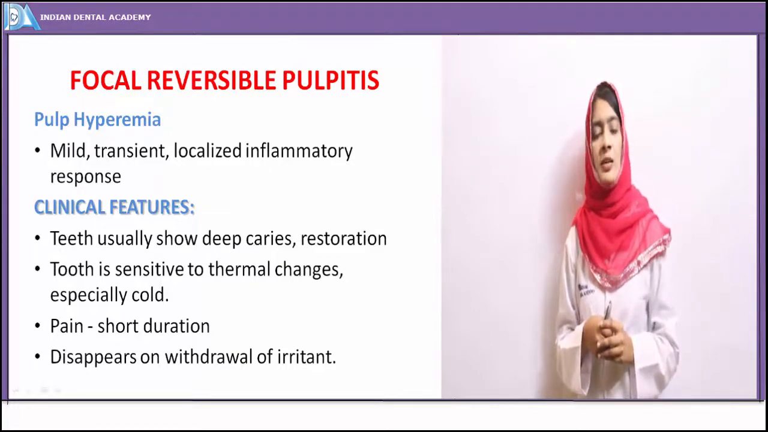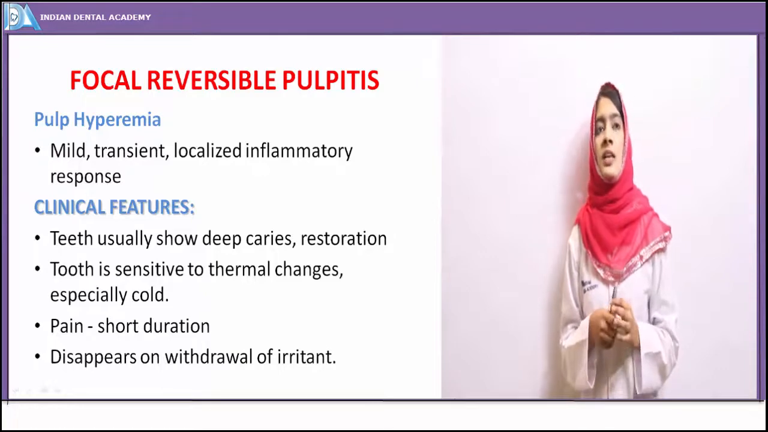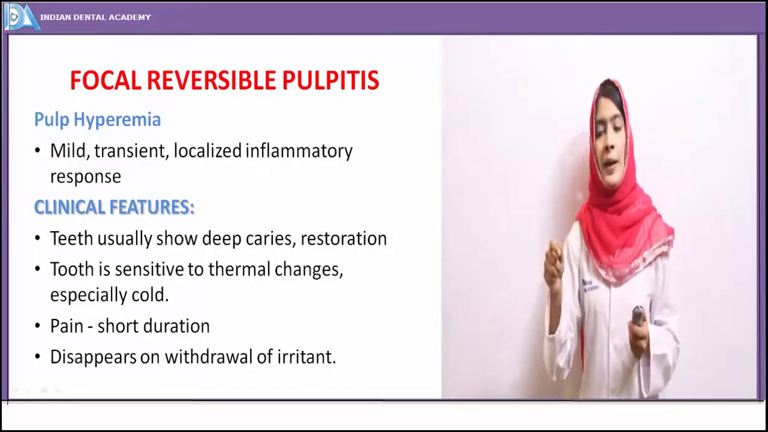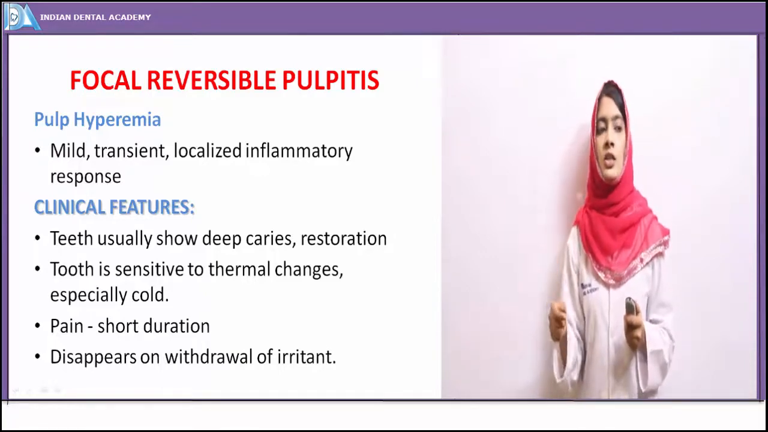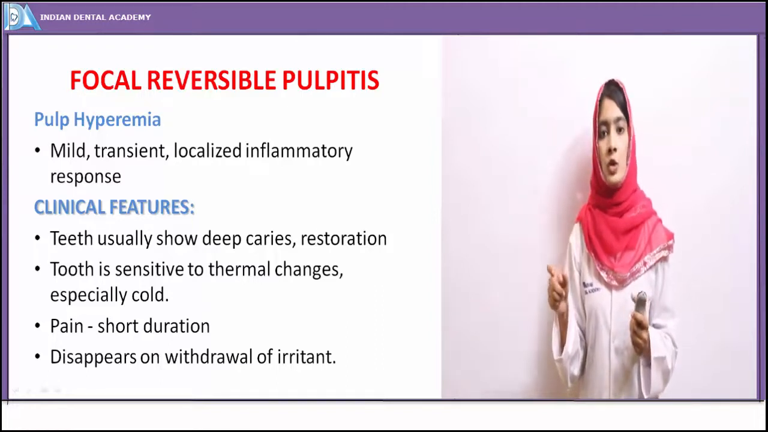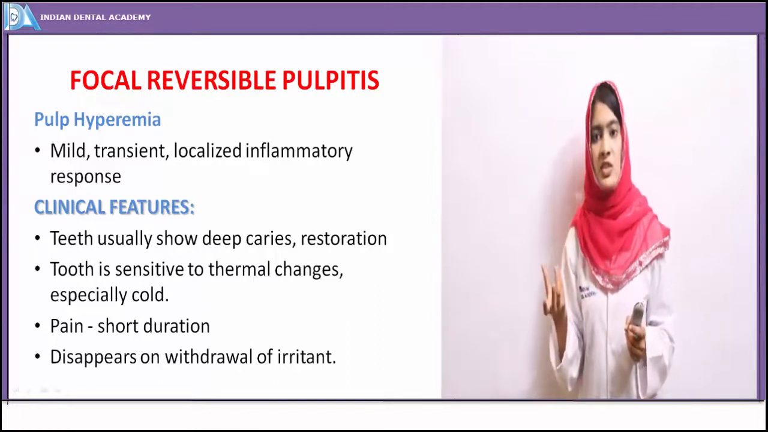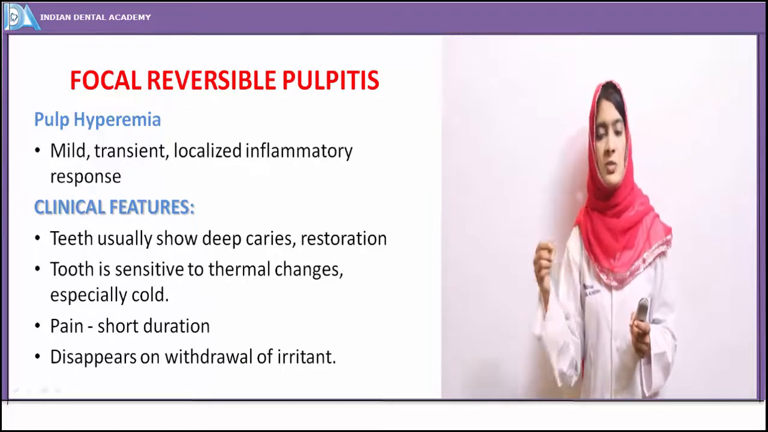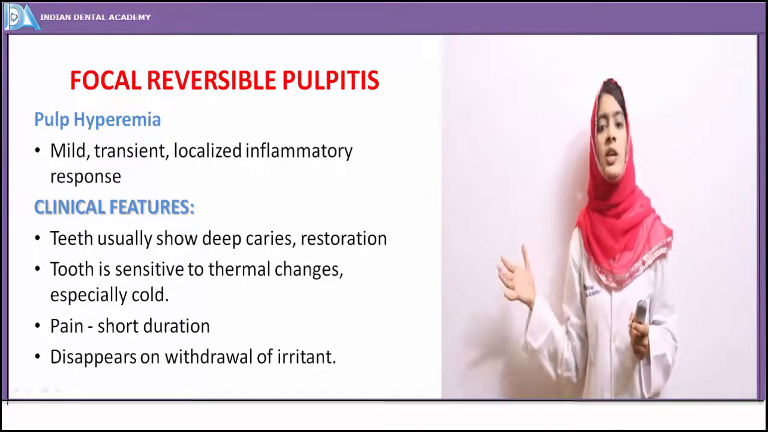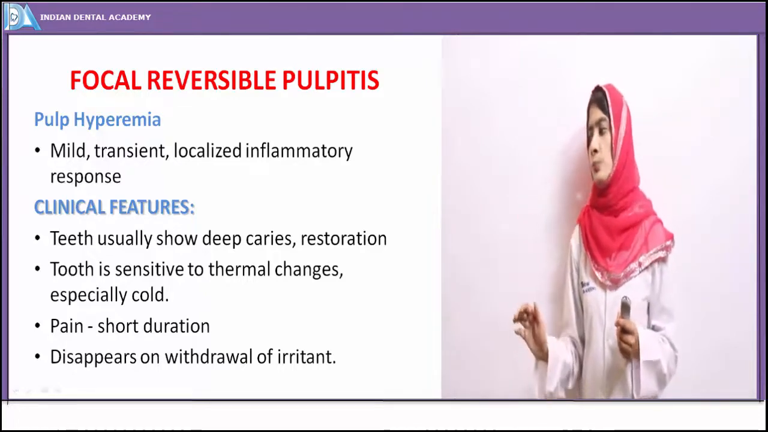It is a very mild transitory response, and whenever you apply heat or an ice pack to the tooth, there is sudden aggravation of the symptoms leading to pain, and whenever the thermal stimulus is removed, the symptoms subside on their own.